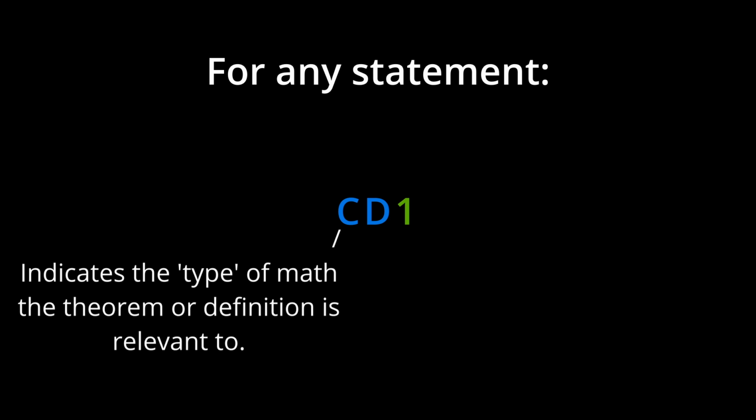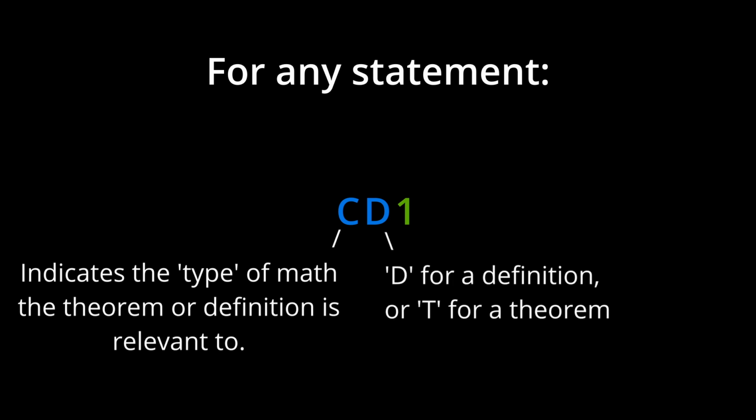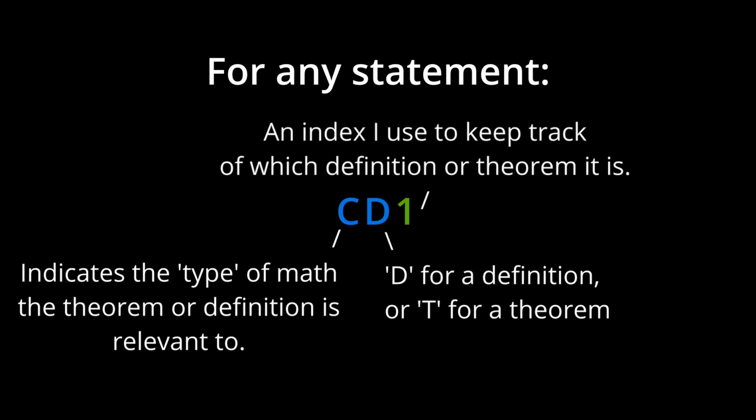Putting this all together, I think I'll give each statement a code with a 2-letter prefix followed by a number. For stuff to do with numbers and counting, I'll use the prefix C, followed by D for definitions and T for theorems. After the prefix will be a number, which will just be an index I use to keep track of it in the list.